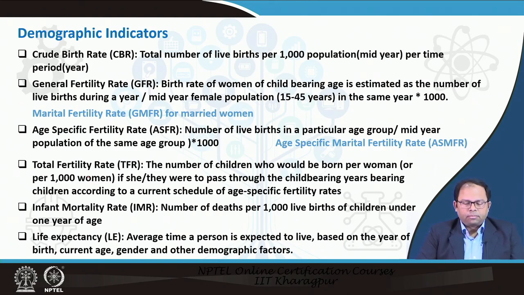And then life expectancy (LE) is the average time a person is expected to live based on the year of birth, current age, gender and other demographic factors.